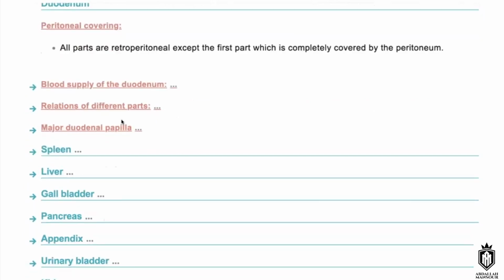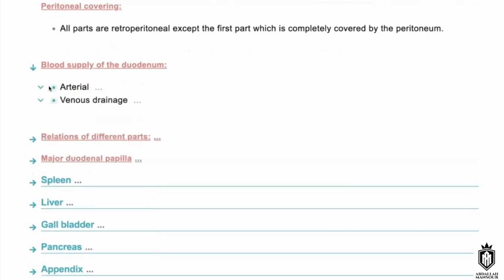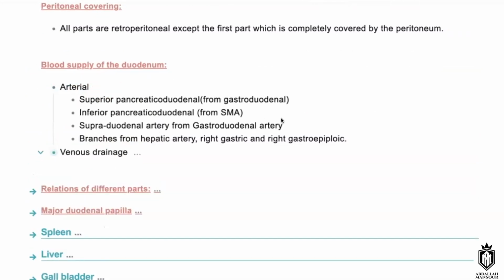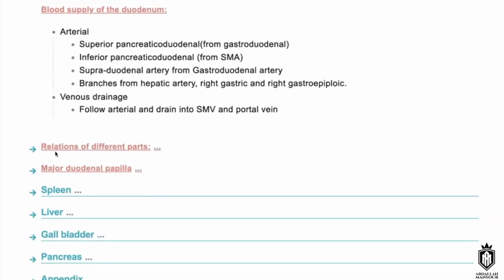What's the blood supply of the duodenum then? So it's a superior pancreaticoduodenal artery, which is branch of gastroduodenal artery, and inferior pancreaticoduodenal artery, which is branch of superior mesenteric artery, that is arterial blood supply. The venous is that it follows arterial and it drains into superior mesenteric vein and the portal vein. Yeah. So you always want to say the branches from the hepatic artery as well, like right gastric and right gastroepiploic. And you want to mention specifically the superior pancreaticoduodenal and the inferior pancreaticoduodenal and the supraduodenal artery from the gastroduodenal arteries.